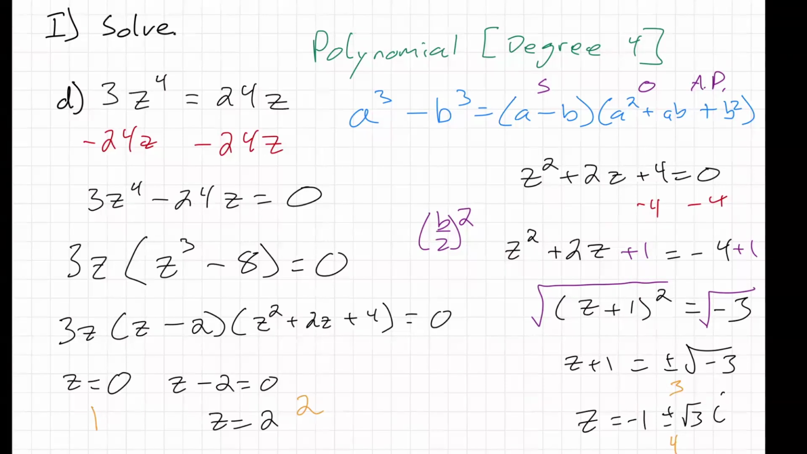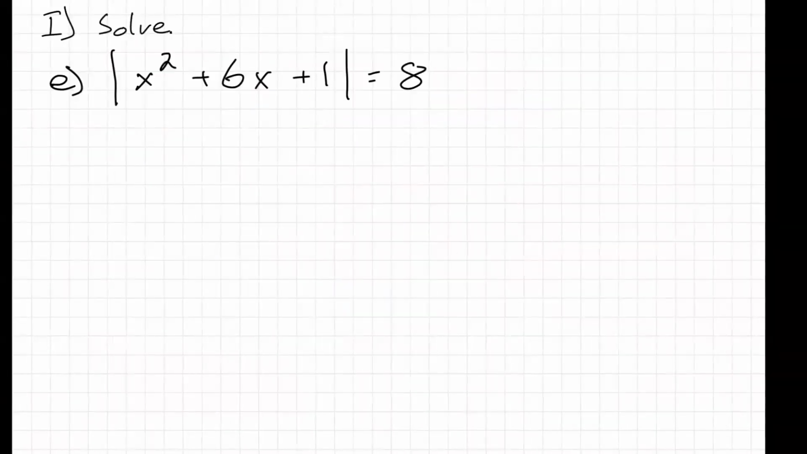All right, then. So the next one that we had was this fun one. Why do I say this is a fun one? Huh? It's an absolute value and a quadratic, right? Where is that quadratic at though? Inside the absolute value, right?